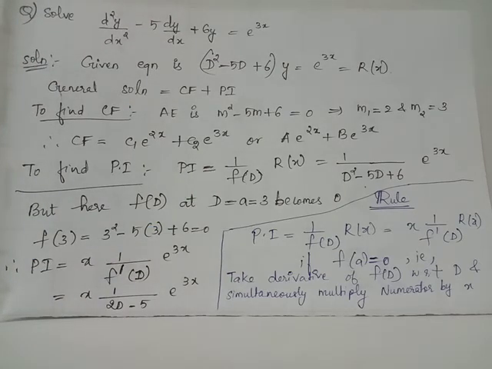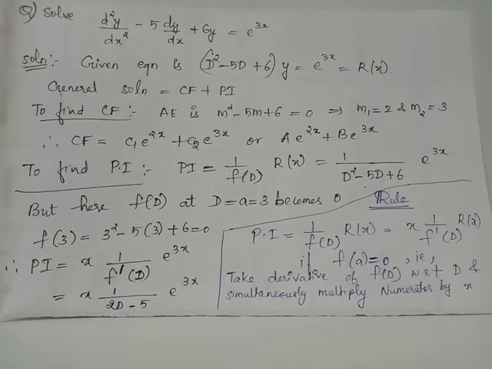Since the denominator becomes 0, when we give capital D equals a, which equals 3 here, the general rule to compute PI is that whenever the denominator becomes 0 when you give capital D equals a, we will take the derivative of f of D with respect to D, and that is written here. That is, the denominator becomes f dash of D. Simultaneously, we have to multiply the numerator with x. Hence, whenever you have f of a equals 0, in order to compute particular integral, we have PI equals x multiplied to 1 by f dash of D, which acts on RHS e raised to ax.